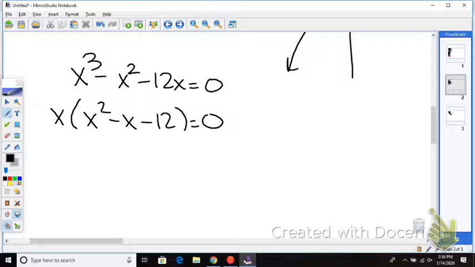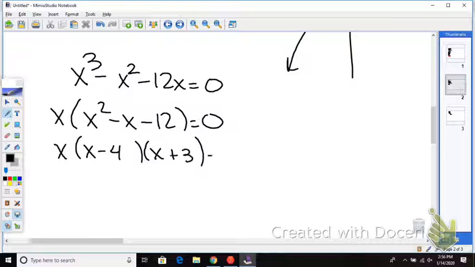Okay, so I factor out an x first. I can do the shortcut because my a term is 1. So I'm looking for two numbers that multiply to give me negative 12, but add to give me negative 1. Negative 4 and 3. So I have x minus 4 and x plus 3. So I have x is equal to 0, x is equal to 4, and x is equal to negative 3.